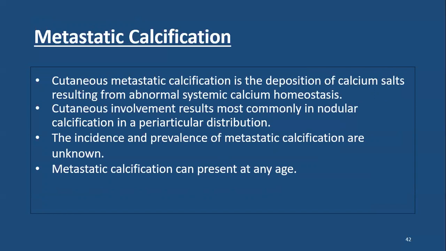As described in the early part of the lecture, cutaneous metastatic calcification is due to deposition of calcium salts in the skin resulting from abnormal systemic calcium homeostasis. Cutaneous involvement results most commonly in nodular calcification in periarticular distribution. So one of the presentations of metastatic calcification is nodular calcification, periarticular. The incidence and prevalence of metastatic calcification is unknown and can present at any age.